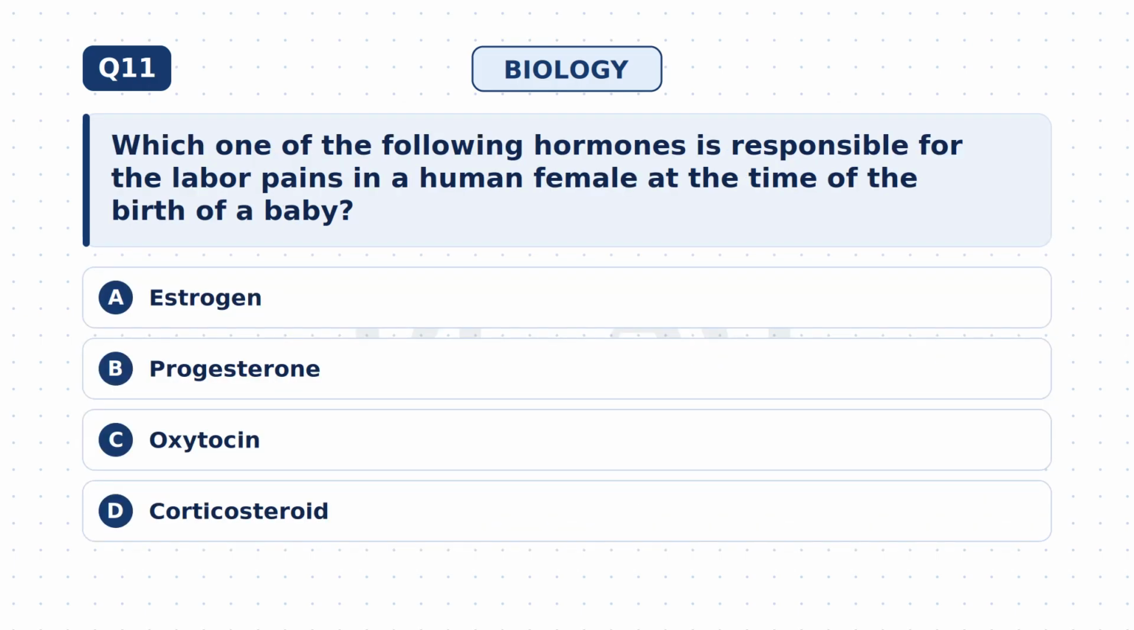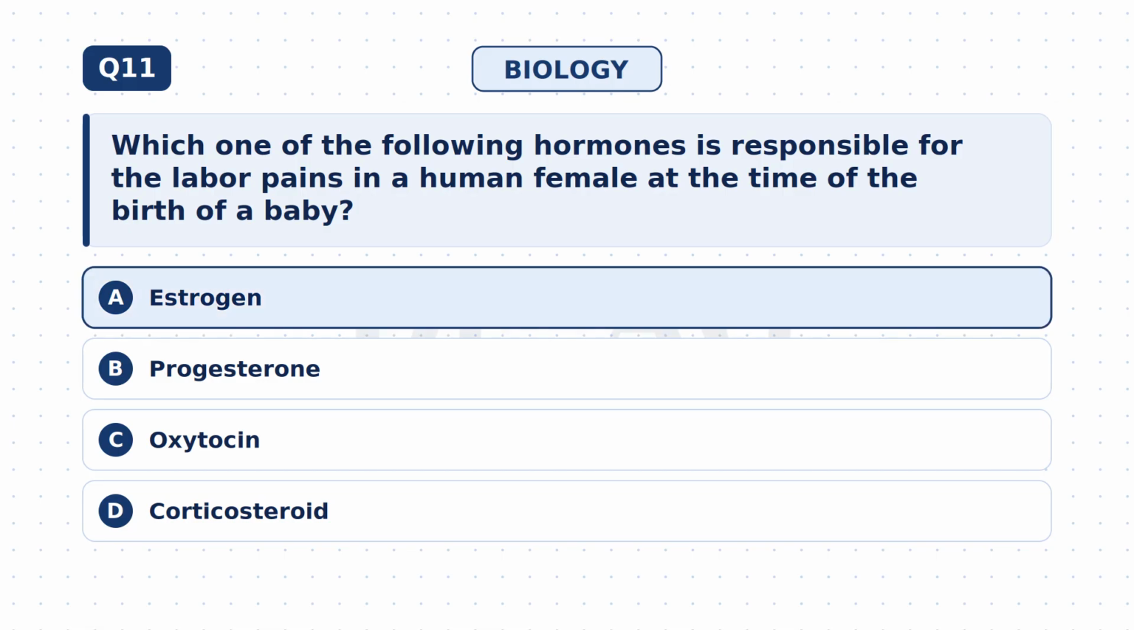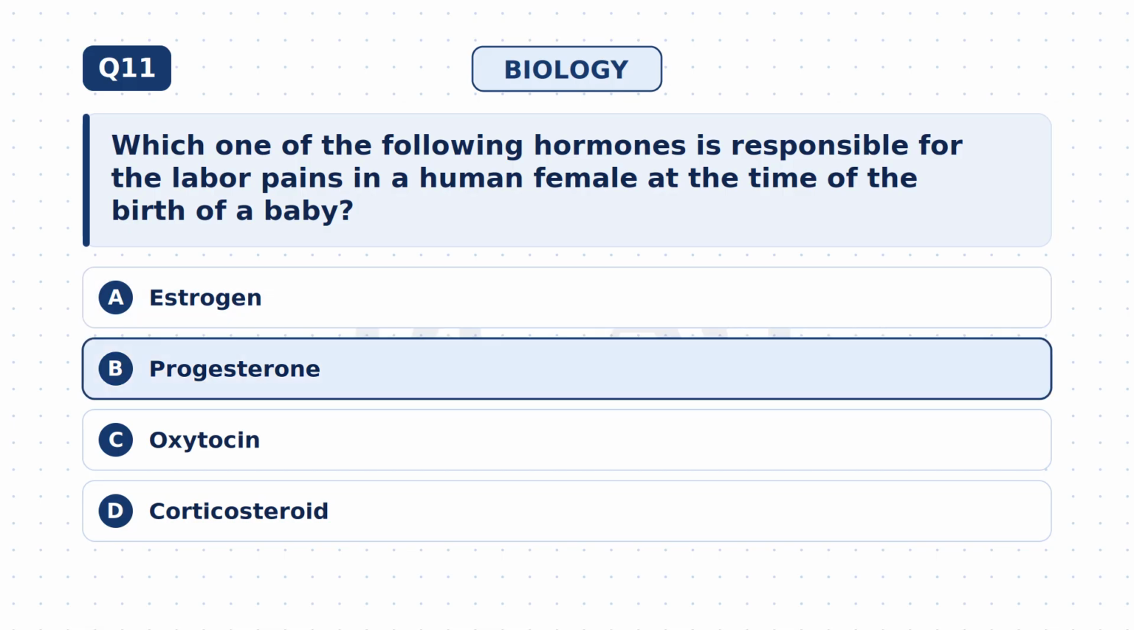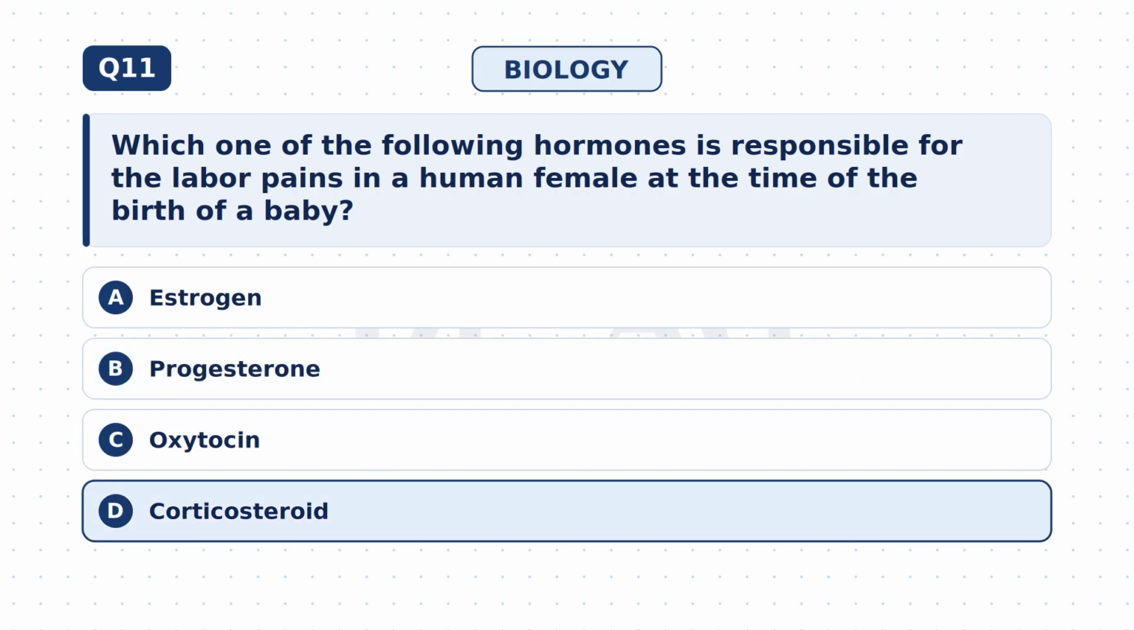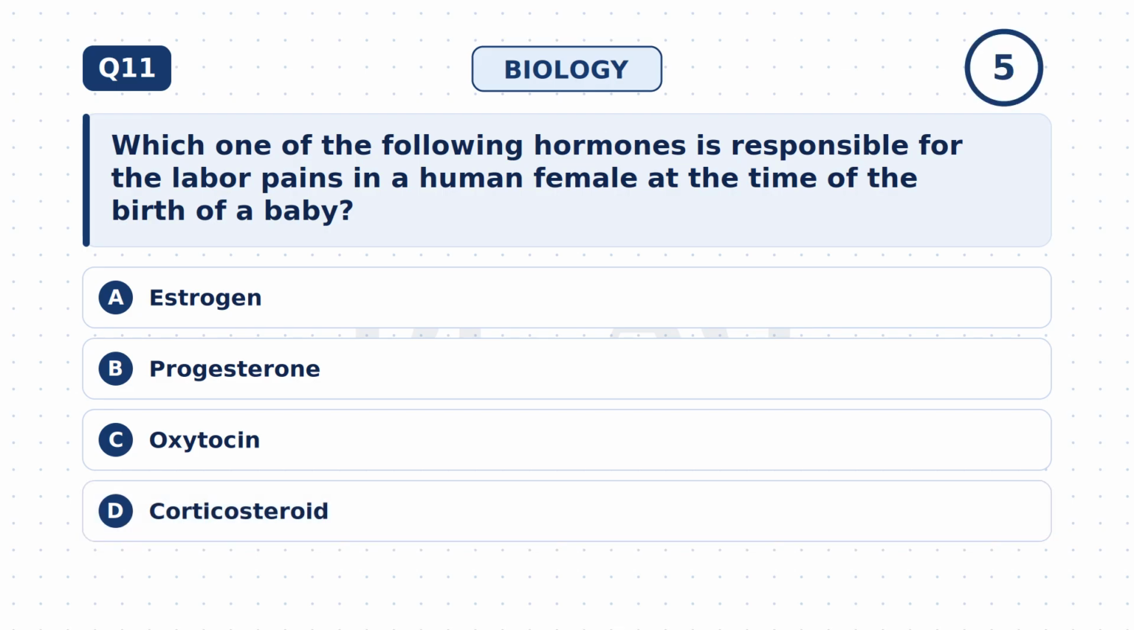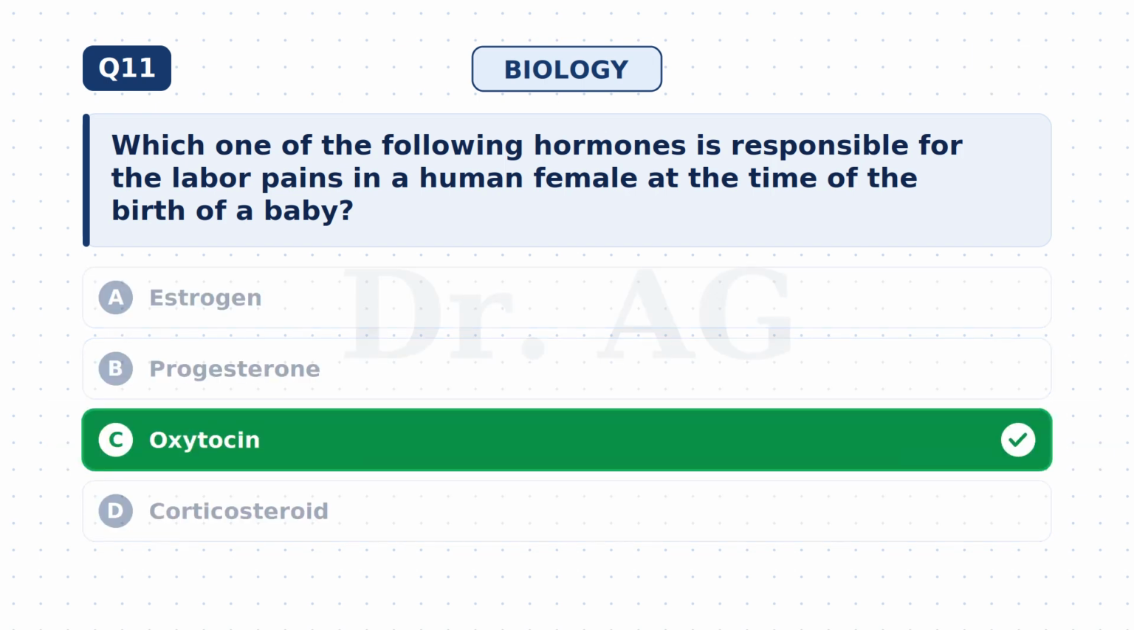Question 11. Which one of the following hormones is responsible for the labor pains in a human female at the time of the birth of a baby? Option A, estrogen. Option B, progesterone. Option C, oxytocin. Option D, corticosteroid. The correct answer is C, oxytocin.